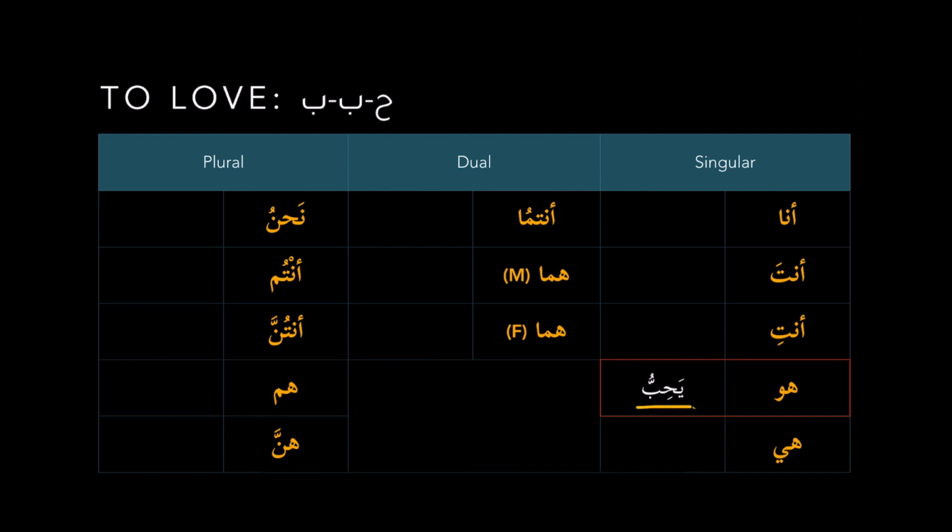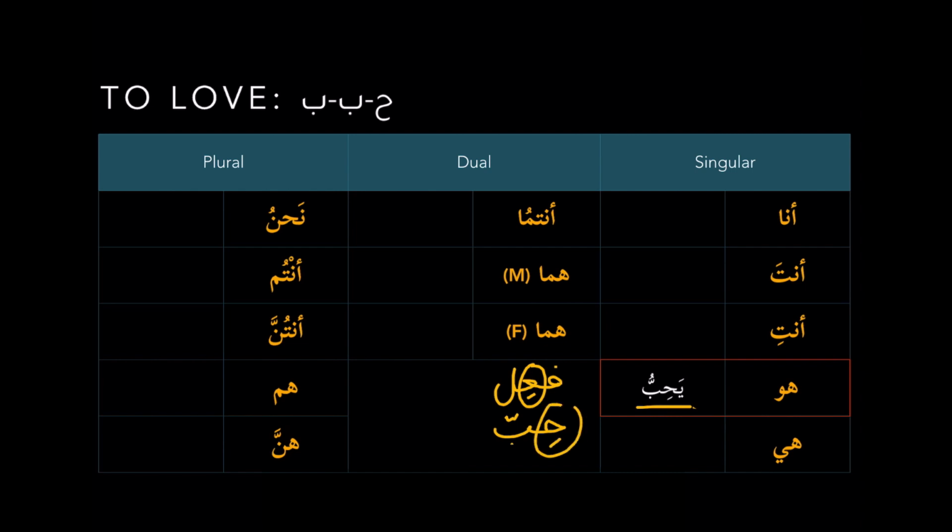Now, take a look at what's going on here. Typically, when we have a three-letter root like fa'ala, the stem vowel goes on the middle radical. So if it was a kasra, it would go under the ayn because the ayn is the middle radical. But in this case, when we have a doubled verb like habba and the ba is doubled with the shadda, the stem vowel actually moves one over to the right and it goes under the first radical, the ha in this case.